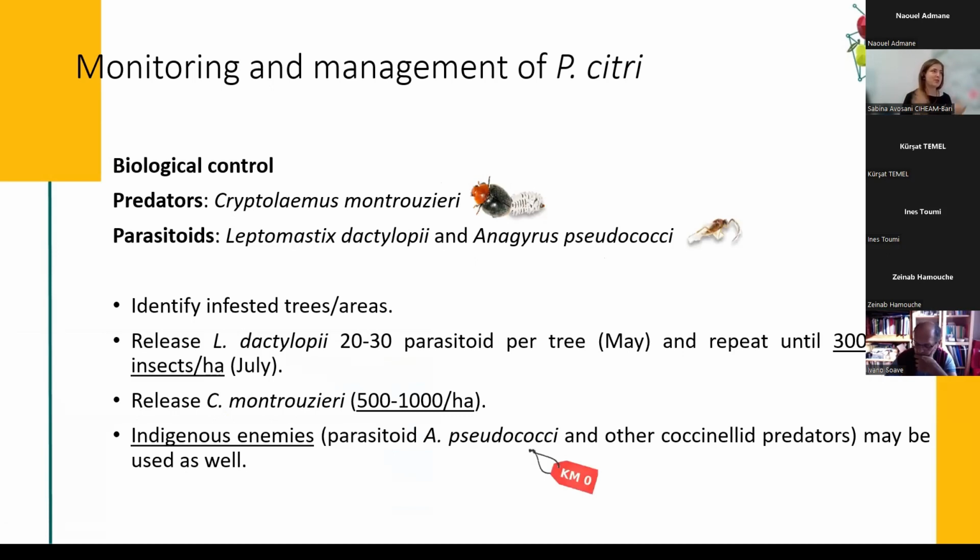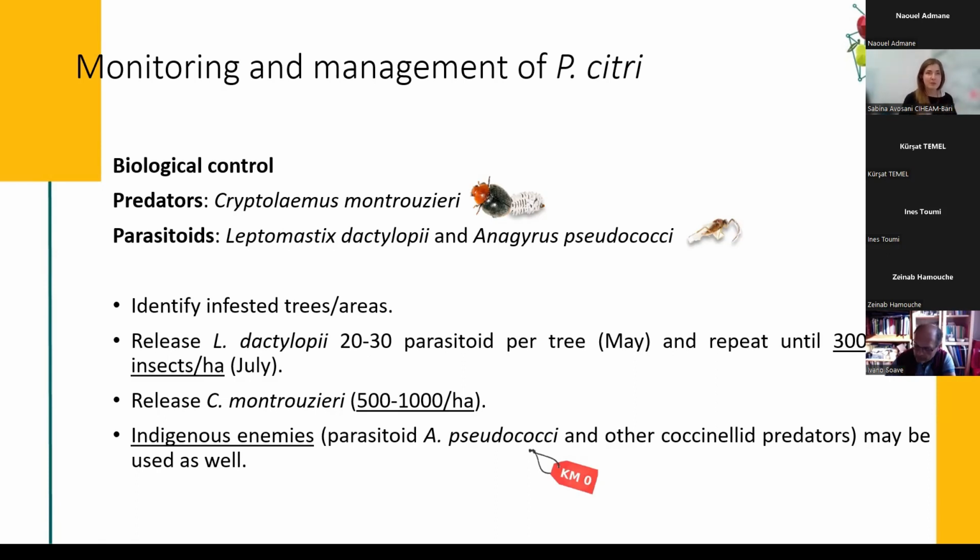So what is the approach? The first step is to identify the infested trees and areas. Then you can release the parasitoid, especially in May. And what is important is that you reach a number of 5,000 insects per hectare before the end of July. In this way, you can avoid high infestation rates of the mealybug.